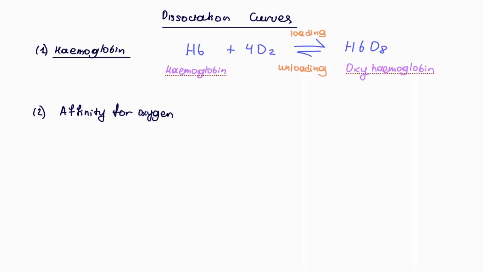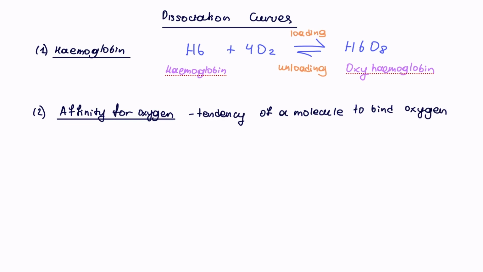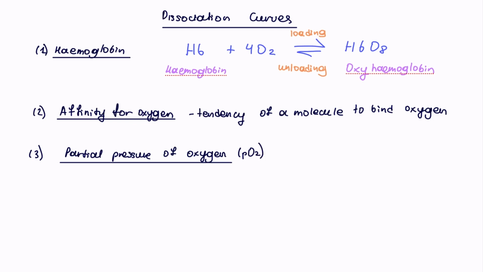The second component of dissociation curves, or a term that you need to know, is affinity for oxygen. Affinity for oxygen is the tendency of a molecule to bind to oxygen, and again we will be using this terminology throughout the video. The third component referred to in this dissociation curve is partial pressure, and specifically the partial pressure of oxygen. When we refer to oxygen, we can't really say concentration of oxygen in the atmosphere, but instead we refer to it as partial pressure, which is a measure of oxygen concentration.